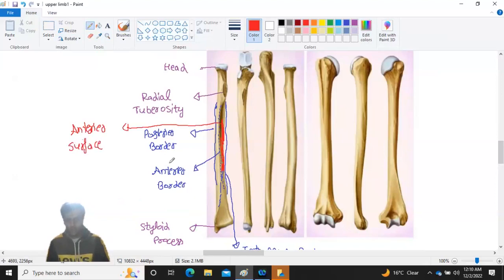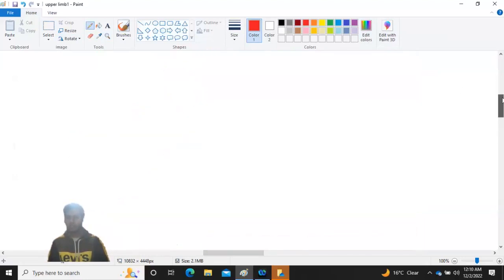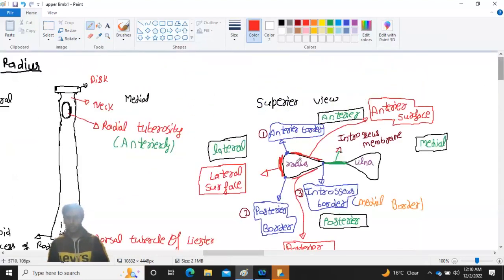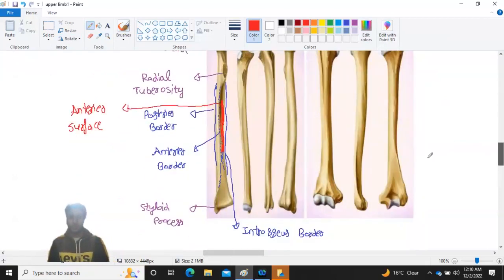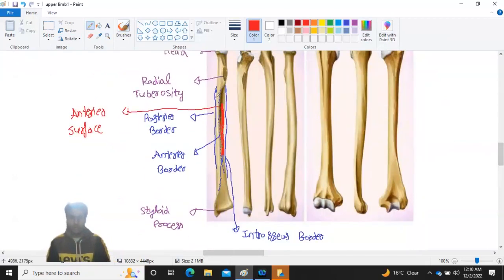Done. And now the lateral surface. Lateral surface किसके border के बीच में present होगा? देख सकते हैं. The lateral surface is present between the anterior border and the posterior border. So this is the lateral surface. So this is the anterior border and this is the posterior border. So this is the lateral surface. ये वाला.